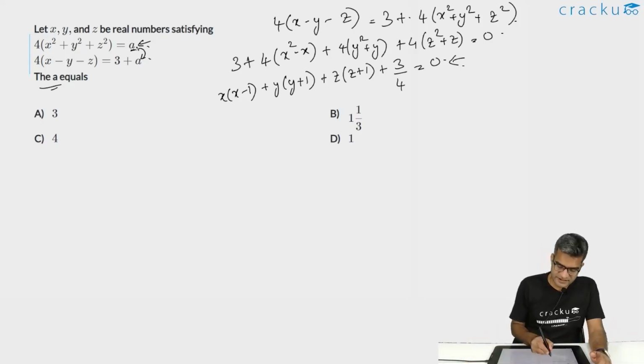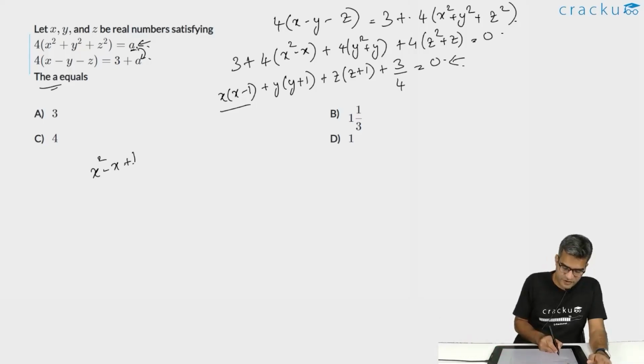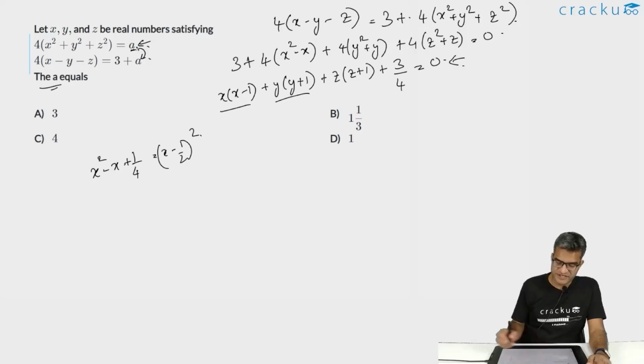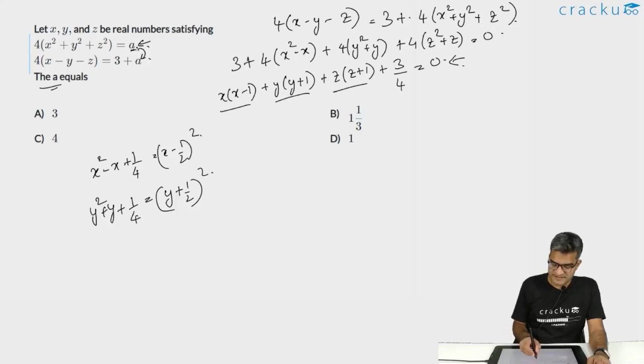What do I mean by it? This is x square minus x. If you add 1 by 4 to it, this becomes x minus 1 by 2 whole square. Similarly, this is y square plus y. If you add 1 by 4 to it, this becomes y plus 1 by 2 whole square. And this is z square plus z. Similarly, z square plus z, if you add 1 by 4 to it, is equal to z plus 1 by 2 whole square.